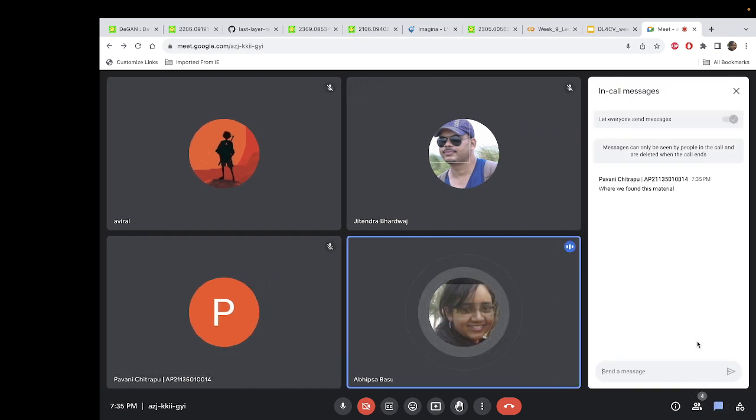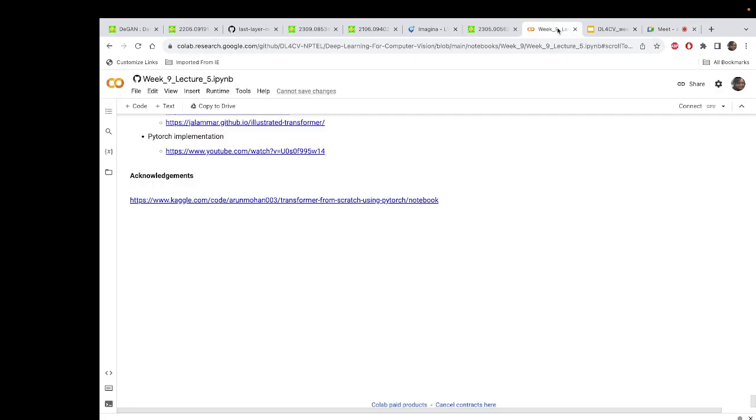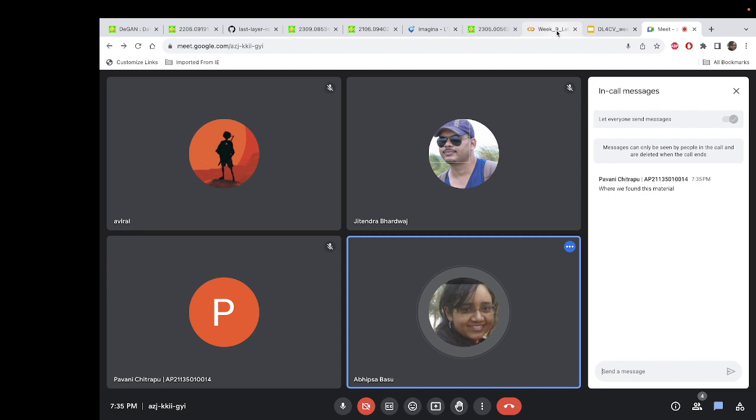Yeah, this material will be shared, right? This is a very detailed code base, right? So you'll find this, I'll share this with you.